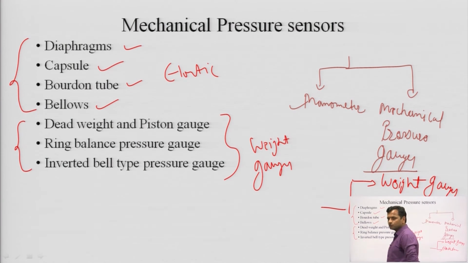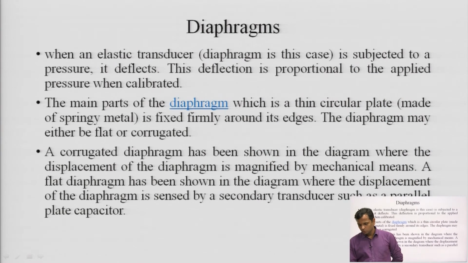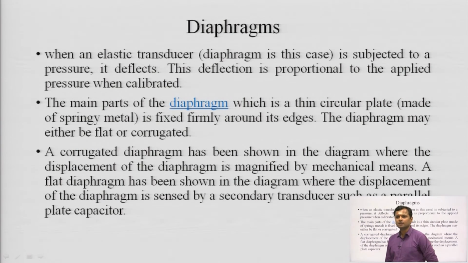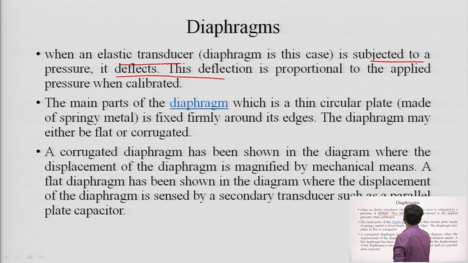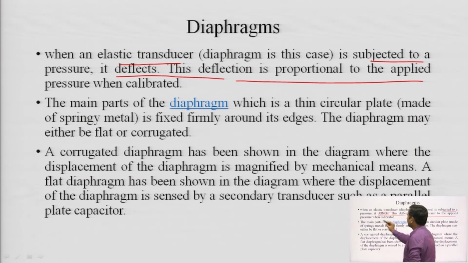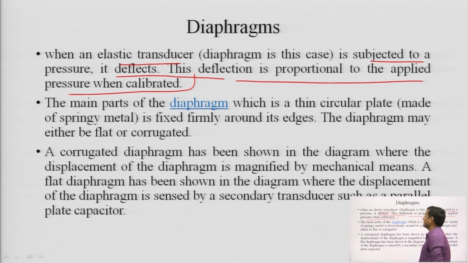So, we are going to see it one by one. The first category is the diaphragm. A diaphragm is an elastic transducer, because I have already told you that it is a type of elastic pressure transducer. When an elastic transducer is subjected to a pressure, it deflects, and this deflection is proportional to the applied pressure when calibrated.